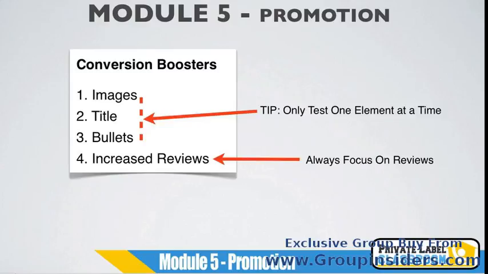But the images, titles, and bullets, always be testing those, but separately and one at a time and giving it time. Like 7 days is a good rule of thumb. Give it a week, okay? Because sometimes Monday is going to be better than maybe a Wednesday. So if you tested something on a Monday and then tested something different on a Wednesday, you'd be like, oh, Wednesday, my conversions went down. Well, yeah, because every Wednesday the conversions went down. So really got to give it a full 7 days, okay?